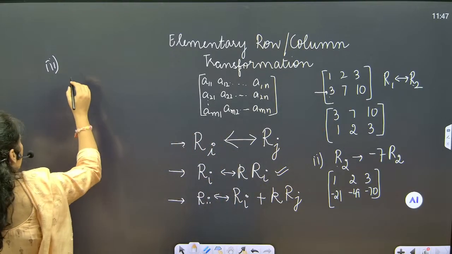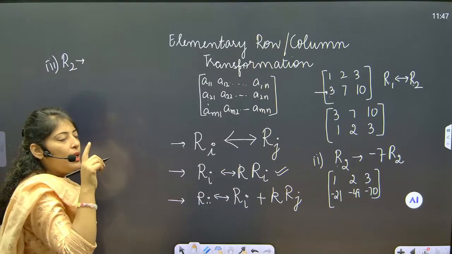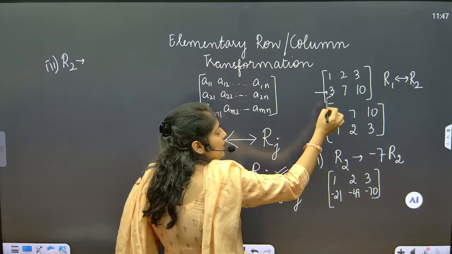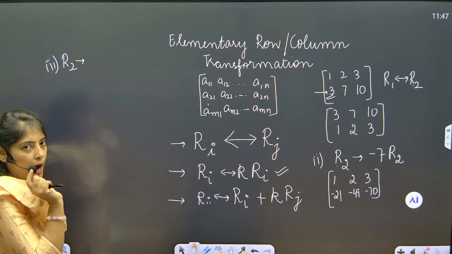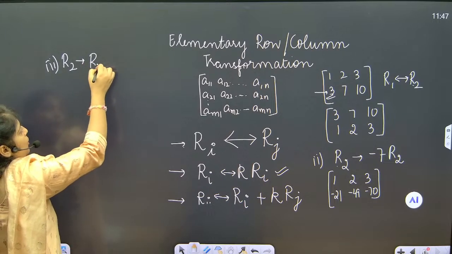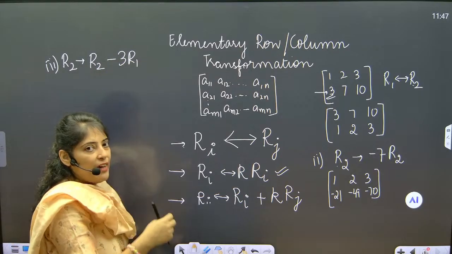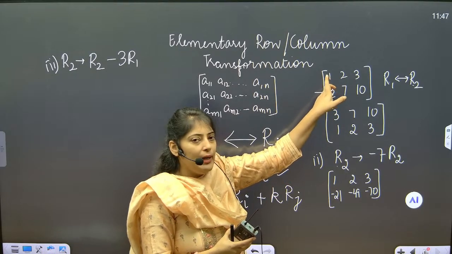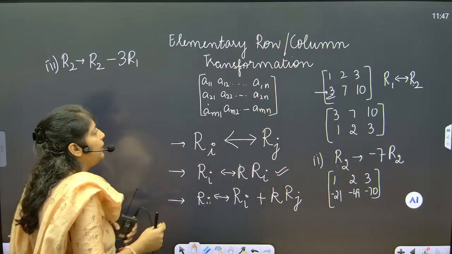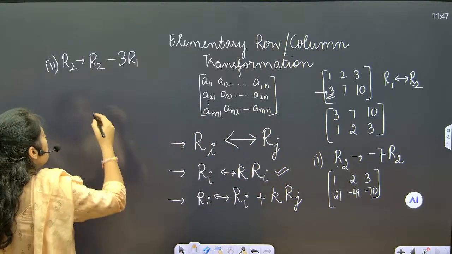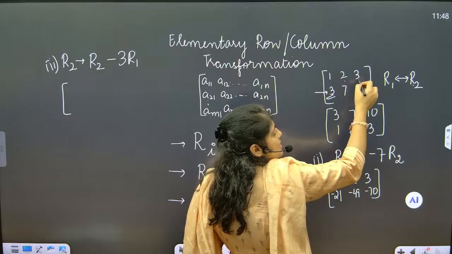Now what I'm saying, I'll tell you. See, R2 I'm changing because in the question maybe they have given to make this element 0. That means this is an element of R2, so R2 I have to change: R2 minus 3 times R1. Why have I written 3 times R1? Because if I multiply 1 with 3, it will become 3, and 3 minus 3 will become 0. From that only I got the idea. So multiply it with 3. What will it become? 3, 6, 9.